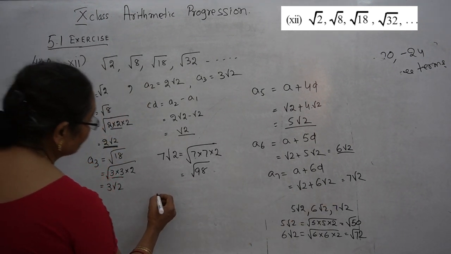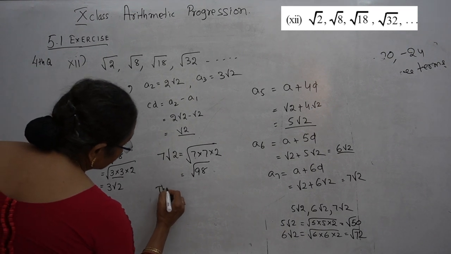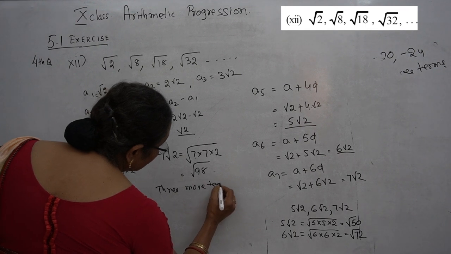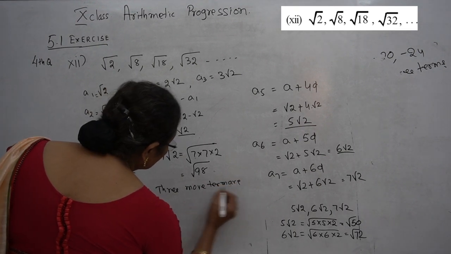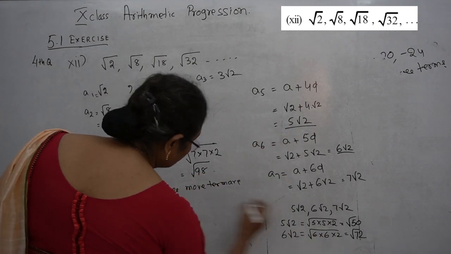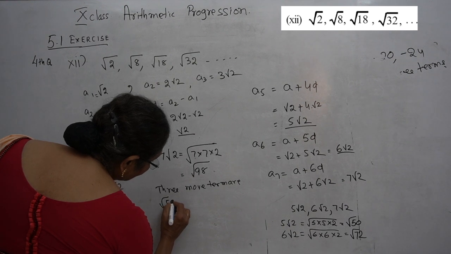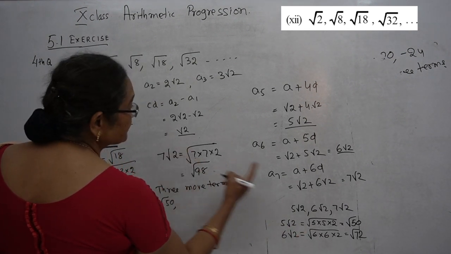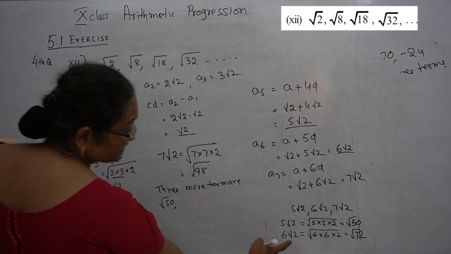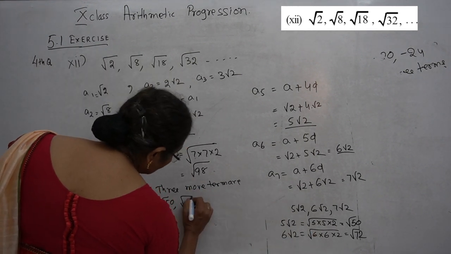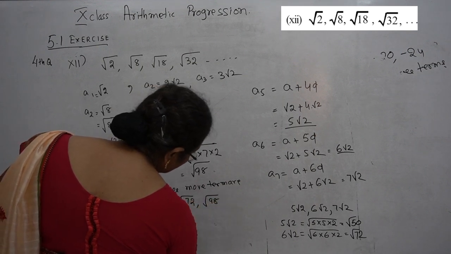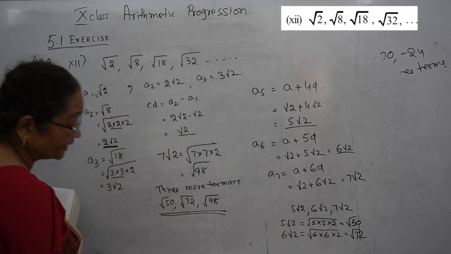Okay. Now if we write the 3 more terms, what are they? A5 is what? 5 root 2, what has it come to? 5 root 2 is root 50, common. Then a6 is what? a6 is 6 root 2. 6 root 2 has come, where is it? Here. 6 root 2 equals root 72, and this one is root 98. These are the terms. Okay. You understood, no?